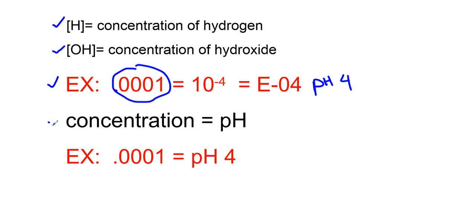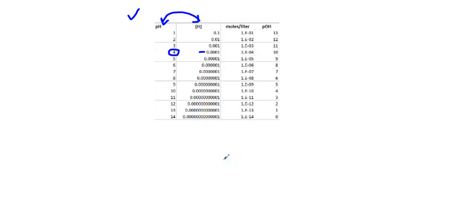Okay? So concentration equals pH. Let's write that down. And here's our example. If it was 0.0001, 1, 2, 3, 4, it must have been pH 4. Let's take a look at that table again. There's 0.0001, 1, 2, 3, 4, 10 to the negative 4, or E to the negative 4, pH 4.